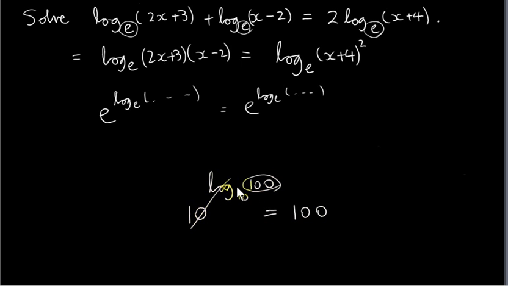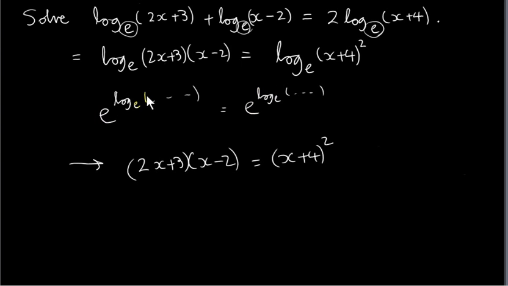So these just cancel each other out in a sense, and we get this. 10 to the power of 2 is 100. So e to the power of log to the base e, just effectively we have cancelling here. So we can just cross off these. You don't have to show this line. So we got a quadratic equation. We just equate the arguments.